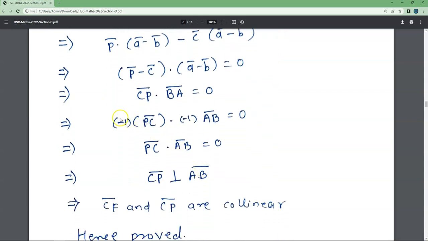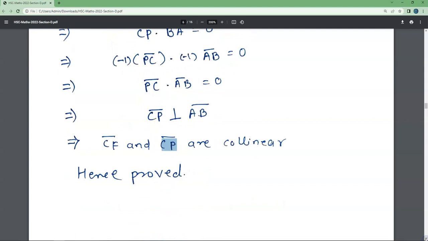And that's all. You may need to just ignore this part, right? It's simply CP is perpendicular to AB. What does that mean? CF and CP both are collinear. म्हणजे CP पण AB वरती perpendicular आहे आणि CF पण AB वर perpendicular आहे. And so these both are what? Collinear. Since those are collinear, this AB is also going through the point P.